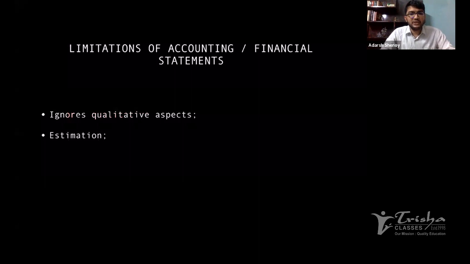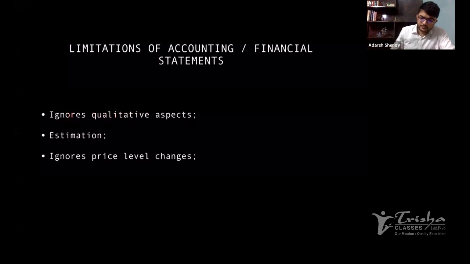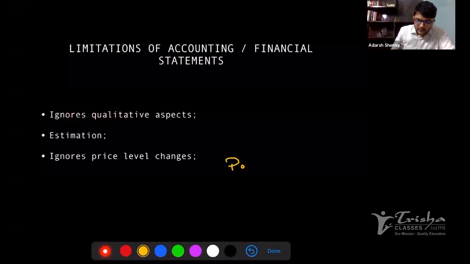Ignores price level changes. What do you mean by this? Over time, I was telling you about various biscuit companies. I'll just continue. You've heard about Parle, Parle G and all that. It is a biscuit company, a very old family-run business. Now, let us say Parle's turnover in 1985 was 3 crores.